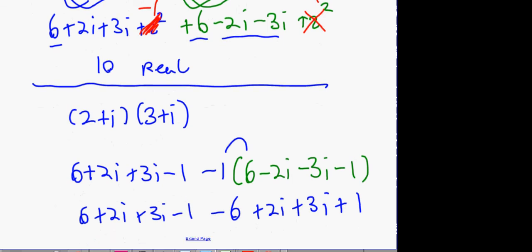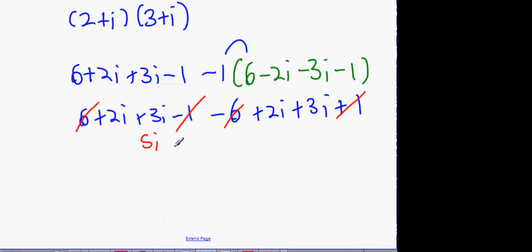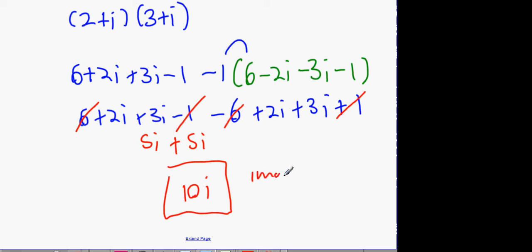This time, the 6 cancels off with the minus 6. The minus 1 cancels off the plus 1. And we're going to have 5i plus 5i. And that gives us 10i. This part has an imaginary number only. Sorry guys, I just had to correct myself from earlier. This part here is imaginary only.